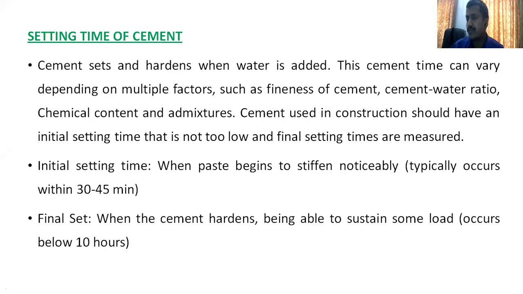Then water cement ratio. If you take more water cement ratio, it will take more time to harden. If you take very little water cement ratio, your cement paste is not in liquid stage. It is in a semi-solid, semi-liquid stage. Some part gets wetted and some part is not wet, which I can call partially wetted. Then chemical content, that is the chemical composition of your cement, and the admixtures that you use. So multiple factors we have to consider to know the setting time.